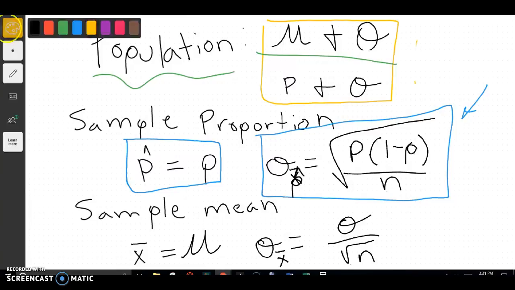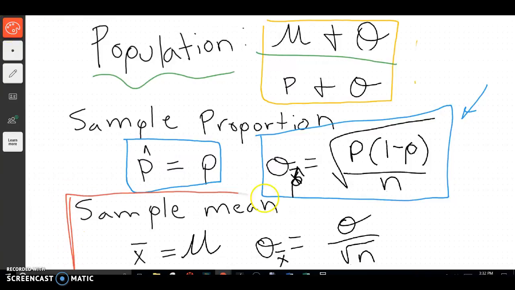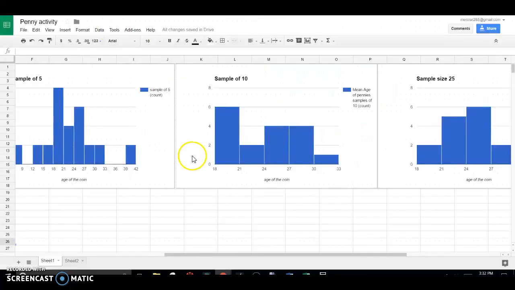Our means, which is what we're going to do today, would be this. Again, the sample mean should probably be the same as the actual mean of the data unless there's some kind of bias. And then to find the sample standard deviation, take the actual standard deviation and divide it by the square root of your sample size. If you think about it, our standard deviation will get smaller if we keep taking more and more samples. That should make sense from what we did today with the penny activity.